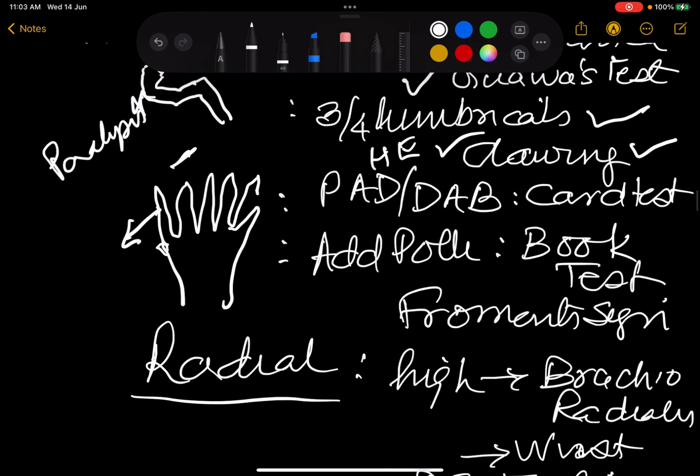Prolapse, then the palmar interossei adductors and dorsal interossei abductors are paralyzed. You test them by the card test. The adductor pollicis is supplied by the ulnar nerve. You test it by the book test or the Froment sign.